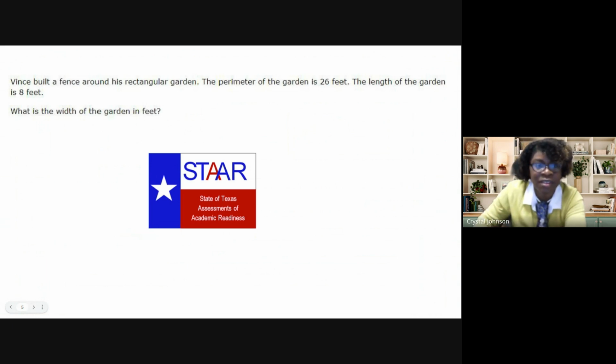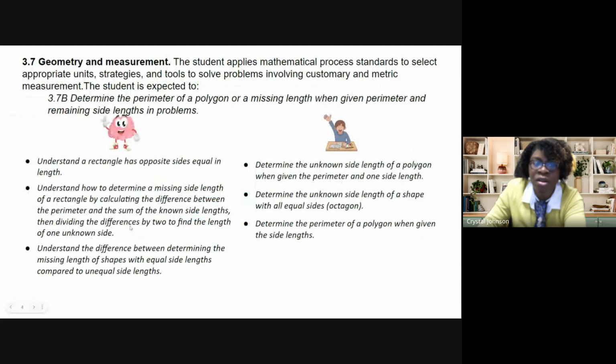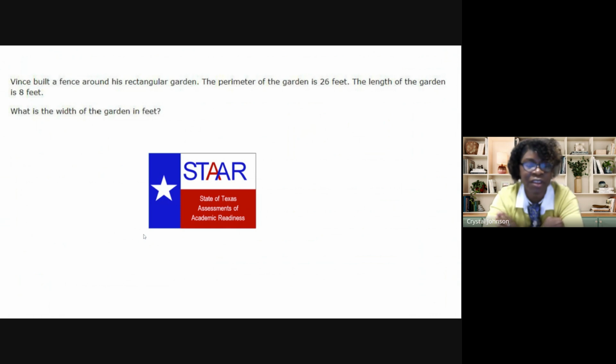On STAR, like we said, students needed to understand the attributes of a rectangle. We know that the rectangle has equal and opposite sides. They were also given the perimeter and the length of one side. So when we go back to our TEK, it focuses on these two skills. Do they understand what makes a rectangle and the attributes of it? And do they understand how to find the missing length when given the side and the perimeter? And that's what happened here. So we're going to go over how we can use a different strategy to help our students solve this.